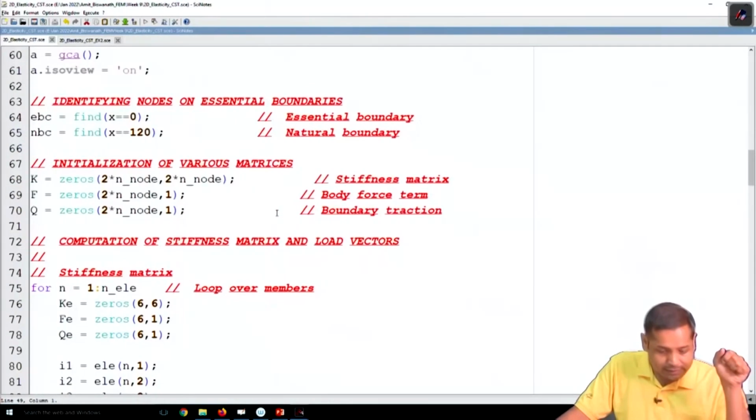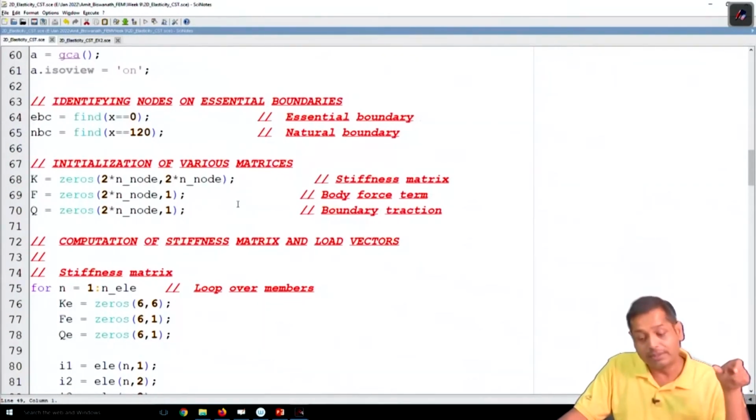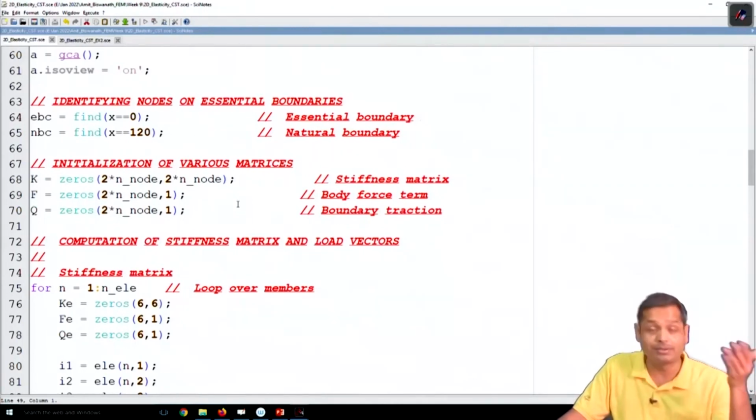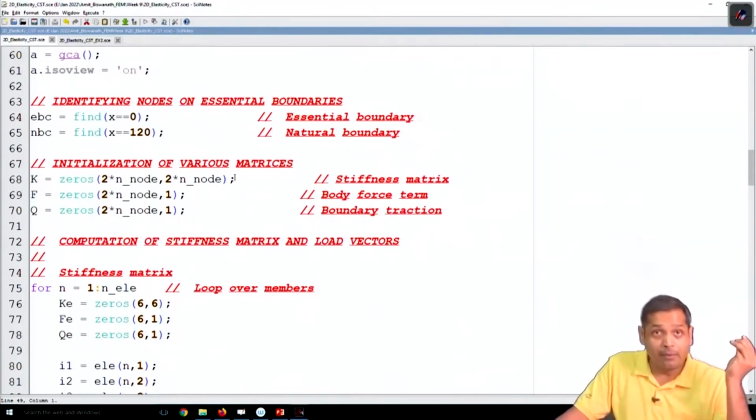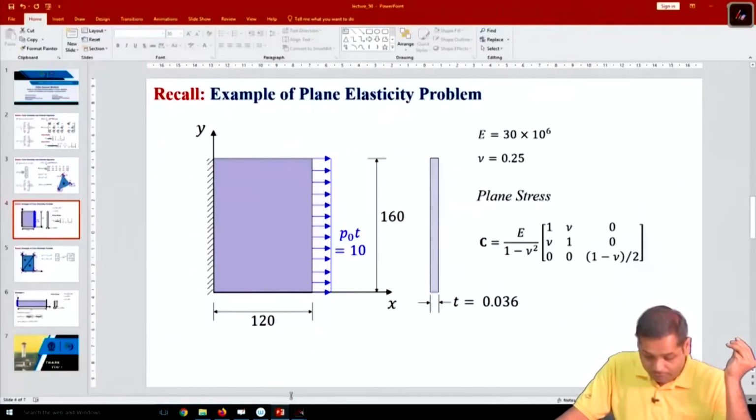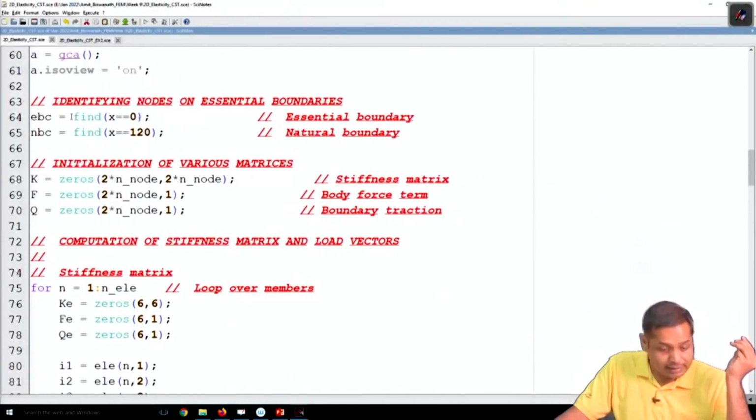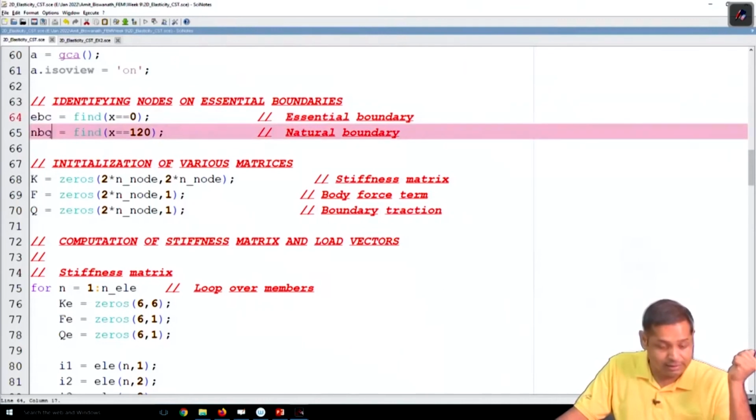Now next is identifying the nodes on essential and natural boundaries, right? Now for this problem, you look at our essential boundaries, this is our essential boundary, means that x is equal to 0 is the essential boundary, and natural boundary is x is equal to 120. So EBC is the essential boundary condition, x is equal to 0, and NBC natural boundary condition is x is equal to 120.